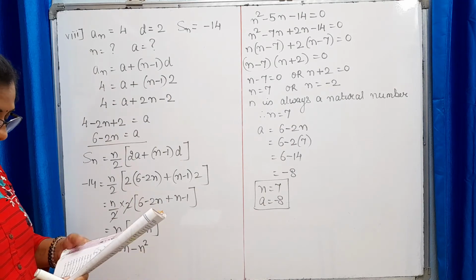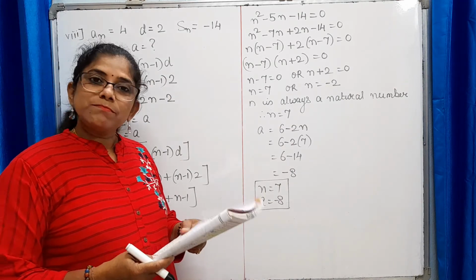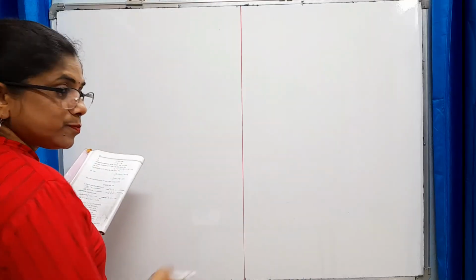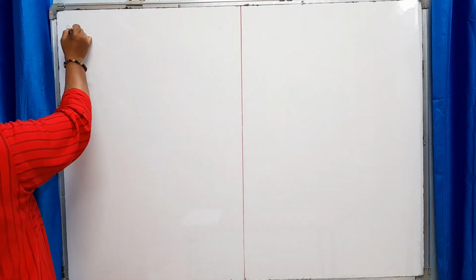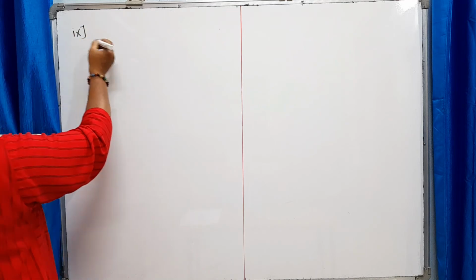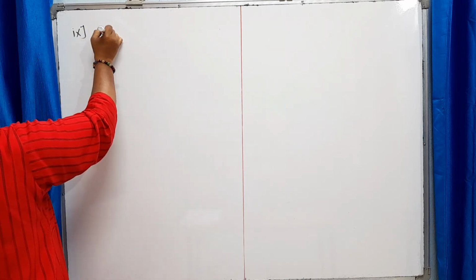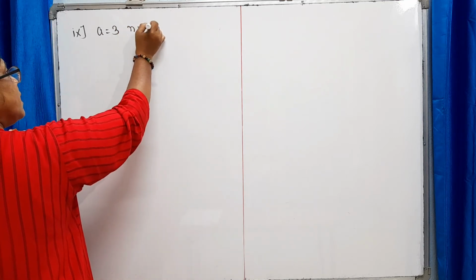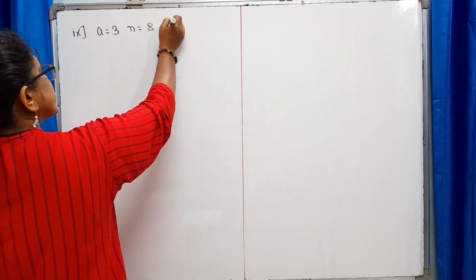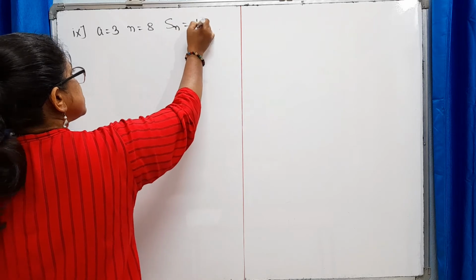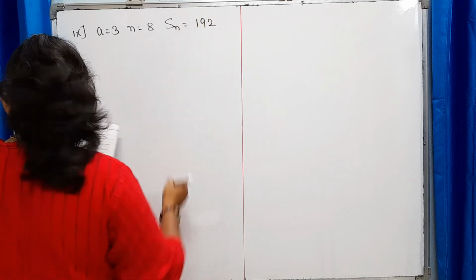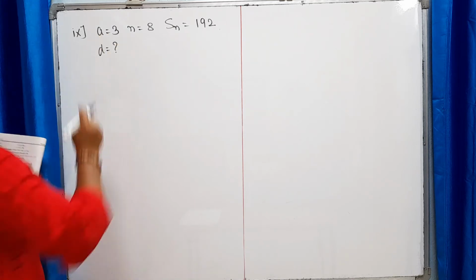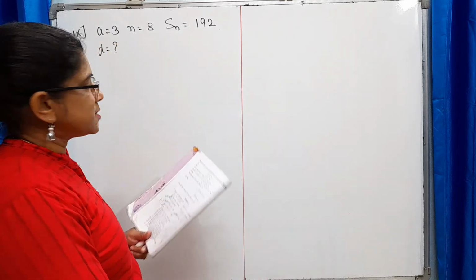So the 8th sum is also done here. Now let's move to our ninth sum. Here a is equal to 3. n is equal to 8. Sn is equal to 192. S is given here, means Sn. And what we have to find is d. It's very easy.